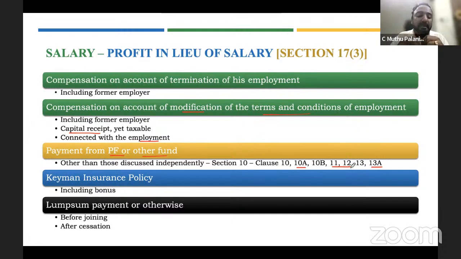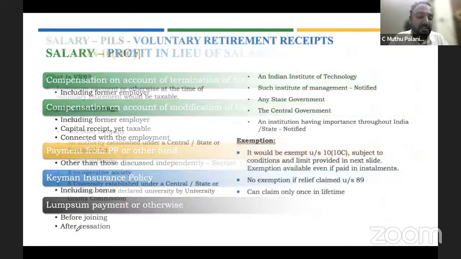Same way, sometimes a lump sum could be given before joining or after cessation. So before joining, for inviting you, for example, I'm a very valuable resource. I'm working in company A, company B wants me. So they say that apart from your salary increment, I'll also give you 10 lakhs upfront. So that is also salary. So lump sum payment is also salary. There is no relaxation to this.